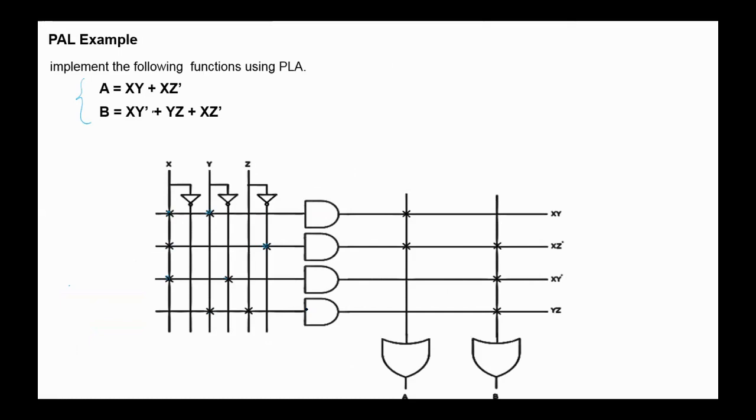Do you see X not Z is common, so we do not need to generate it twice. To the first OR gate we apply XY and X not Z, and to the second OR gate we apply X not Z, X not Y, YZ. So as you see, the inputs of the AND gates here are programmed.